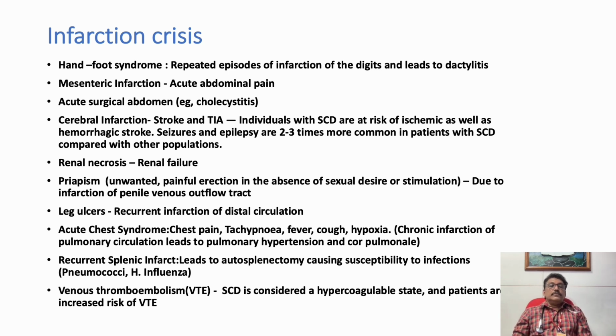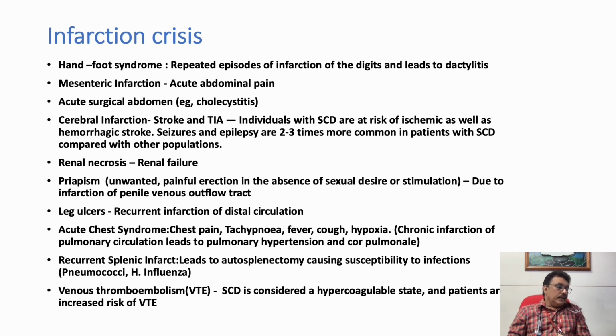Painful erection because of the penile venous outflow tract obstruction, that is very important. Leg ulcers, especially chronic leg ulcers, are very common in this type of condition. Acute chest syndrome can be due to pulmonary infarction or pulmonary hypertension due to chronic cor pulmonale. Like that, we can have chest pain. Recurrent splenic infarct, some patients develop autosplenectomy. That means recurrent infarcts in the spleen.